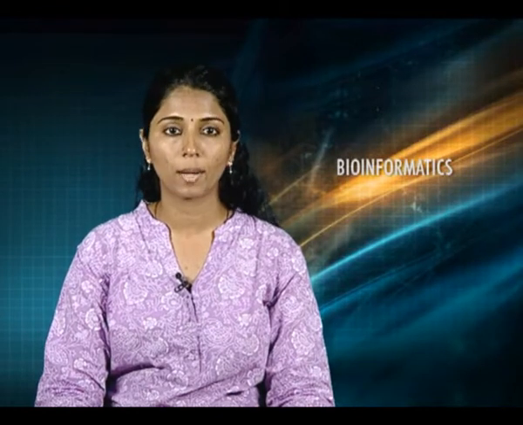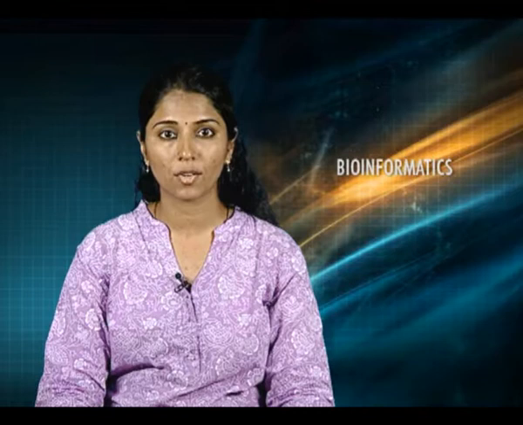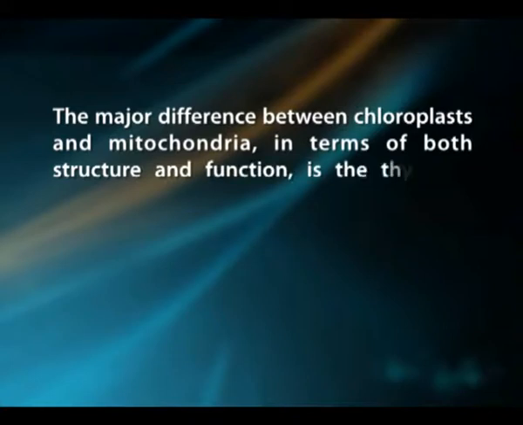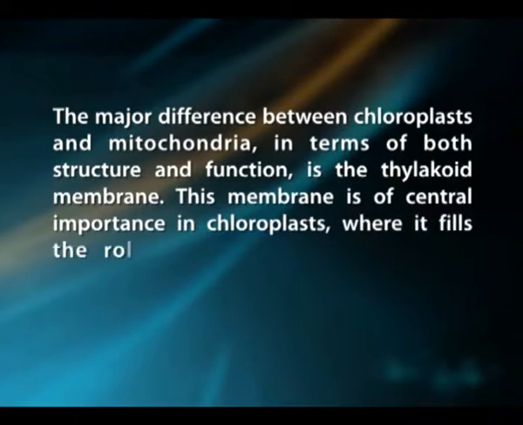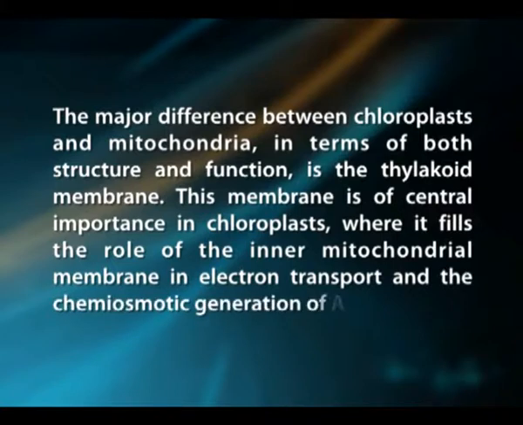The chloroplast stroma is also equivalent in function to the mitochondrial matrix. It contains the chloroplast genetic system and a variety of metabolic enzymes, including those responsible for the critical conversion of carbon dioxide to carbohydrates during photosynthesis. The major difference between chloroplasts and mitochondria in terms of both structure and function is the thylakoid membrane. This membrane is of central importance in chloroplasts, where it fills the role of the inner mitochondrial membrane in electron transport and the chemiosmotic generation of ATP.